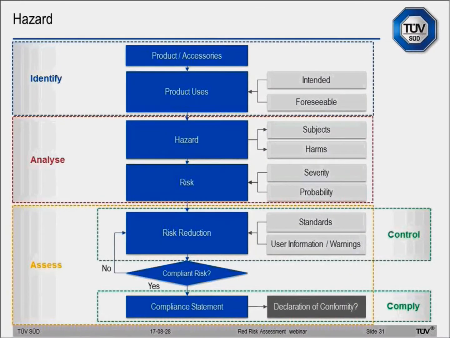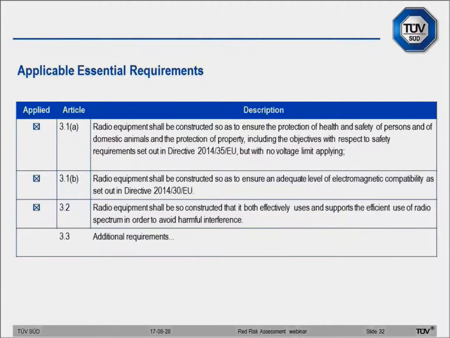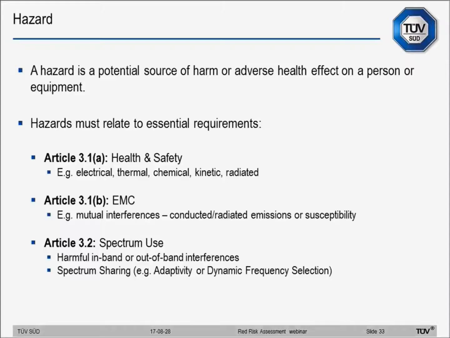Hazards. Product functions have been identified, and each function or feature of the product presents different hazards. And these hazards could be safety hazards, EMC hazards, or spectrum use hazards, for example. Hazards from product functions must relate to the essential requirements, and depending on the functions that a product supports, then the hazards may vary. But here are some examples.